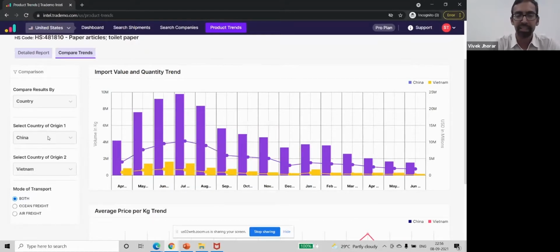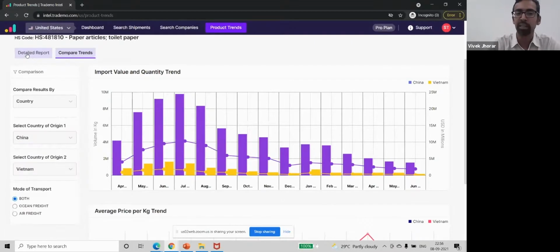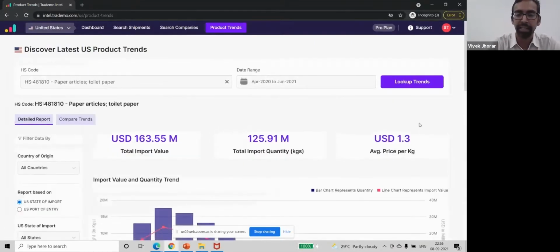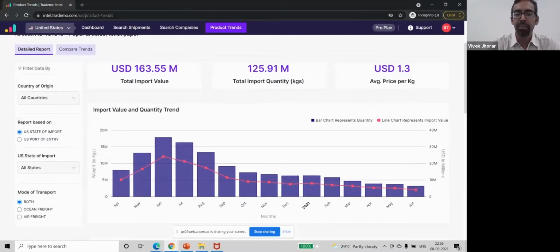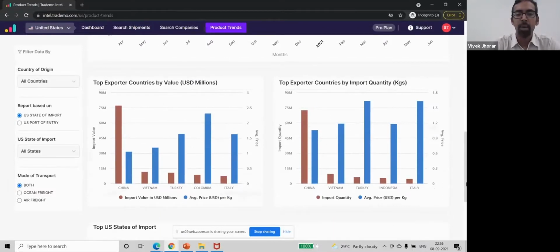So you can always compare this on a real-time basis. This feed comes with a 3-month lag, but this feed can tell you a lot about which are the top countries which are importing this. So if I go back to the detailed report, it will tell me what was the average price per kg over the last year, so that you know what to benchmark your importing price against. And it will tell you how different countries fare when you compare them by value, by import quantity, or by the price that every country was representing in terms of shipments per kg.